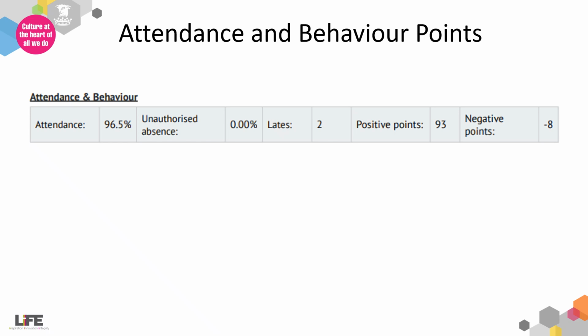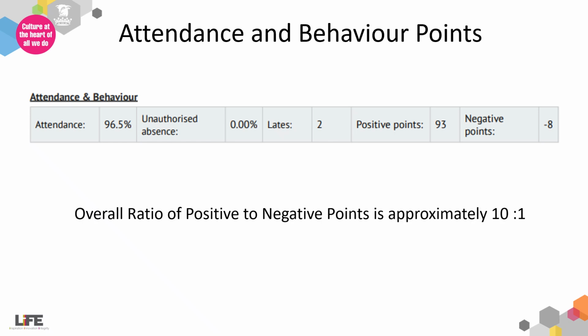So I'm just going to start at the top where you'll see the attendance and behaviour points. If we just look across at the right hand side to begin with, you can see the totals of positive and negative points that your young person has received. It's worth bearing in mind that we try and be as positive as we can here at Ashby School. So we really do try and catch students being good and reward them for being good, as well as obviously picking them up when they're not being so good.